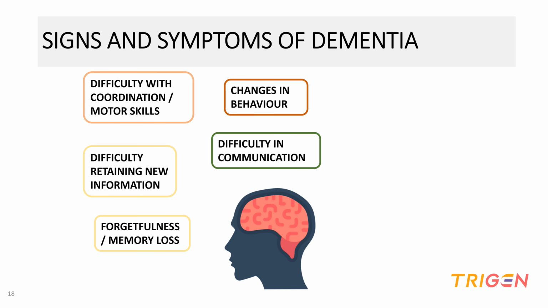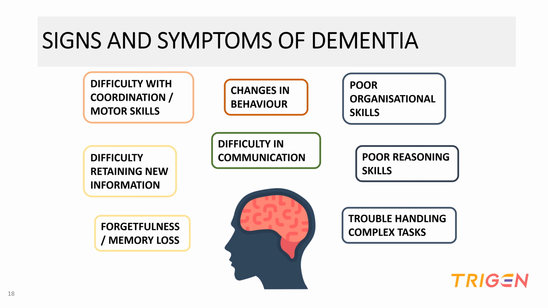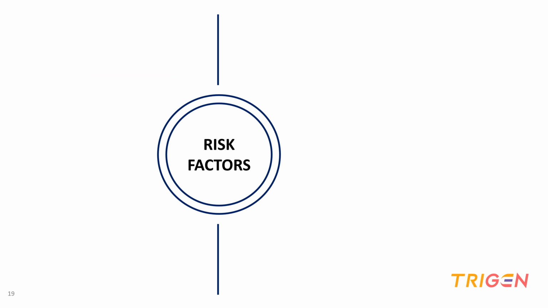Some may have difficulty in communication. Either they are unable to comprehend what was spoken, or they can't find the words to express themselves. Some may have poor organizational and reasoning skills, and may encounter problems in handling complex or familiar tasks. For example, some people may forget how to drive or forget how to cook their favorite recipes.